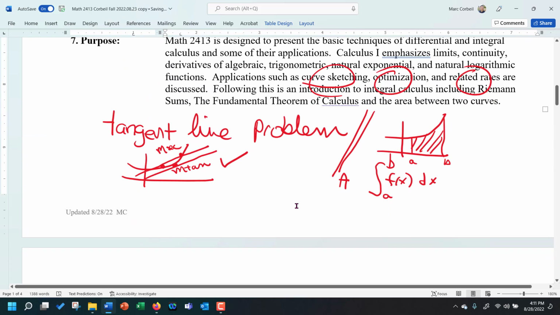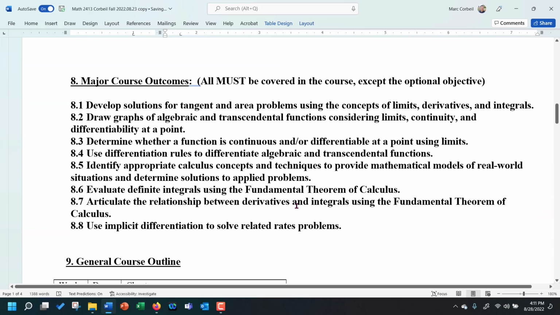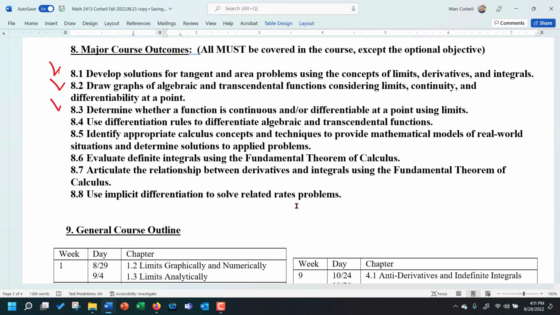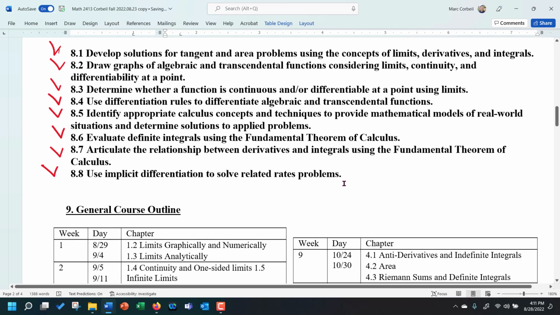The concept of limits, continuity, all of that stuff. So all of these course outcomes are here. Solutions for tangents, drawing graphs, transcendental functions, doing all the limits. Function is continuous, differentiable. Rules of differentiation, we're going to do a lot of that. We're going to do a lot of applications of calculus and the concepts. We're going to define integrals in the fundamental theorem of calculus. That's what we just talked about a second ago. We're going to articulate the relationship between derivatives and integrals using the fundamental theorem of calculus. And we're going to use implicit differentiation. So all of these things are things we're going to do.